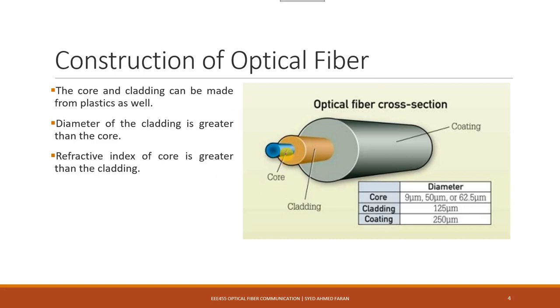Looking at the core again, the popular diameters it might have, depending upon different wavelengths or different purposes, are 9 micrometer, 50 micrometer, and 62.5 micrometer, and the cladding may be 125 micrometer, and so on. These fiber optic cables can also be made out of plastics. In a typical application of short distance communication, the cable might be made of plastic and not silica. The core and the cladding would both be made out of plastic, but again the refractive index of the core would be greater than the refractive index of the cladding.